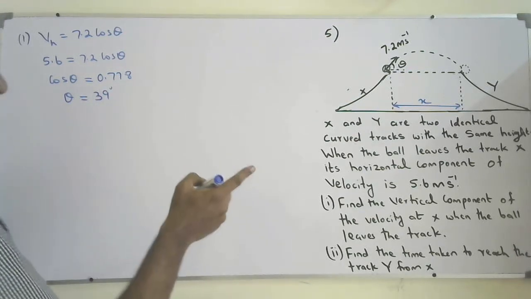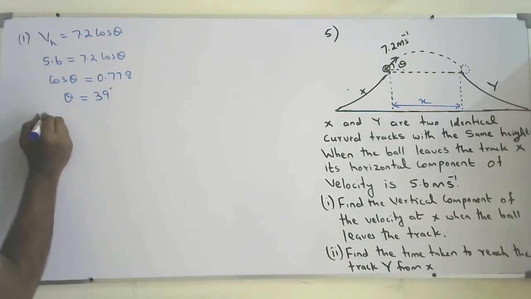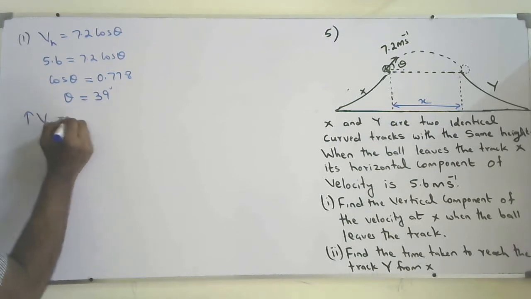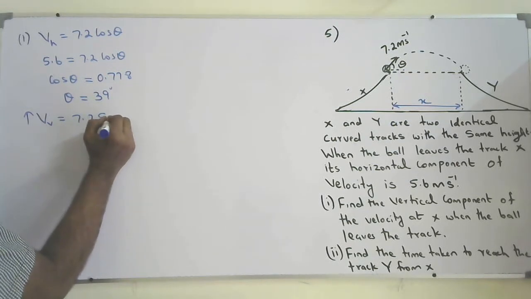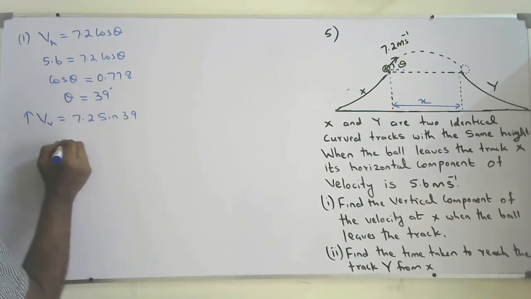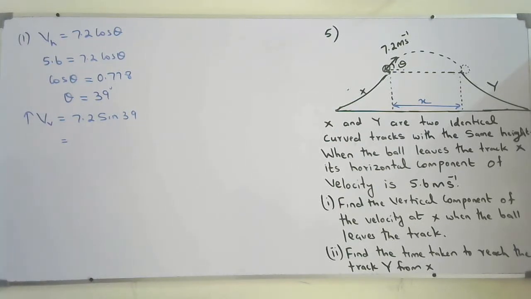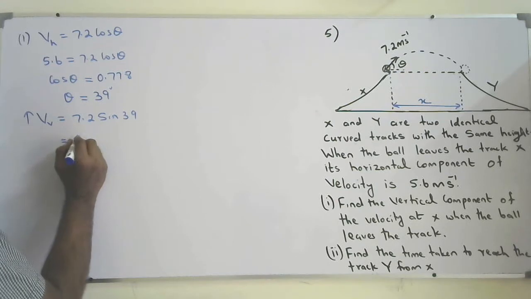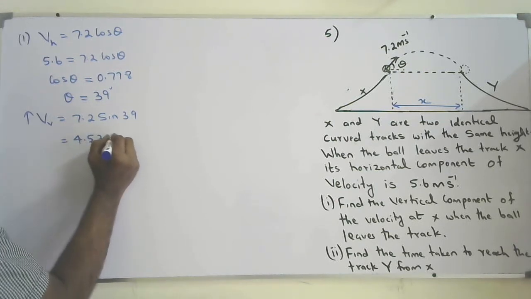The question is to find the vertical component. So the vertical component VV, I can say, is 7.2 sin 39. Find it. That will be 4.53 meters per second.